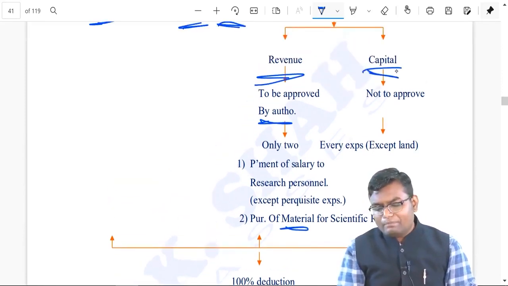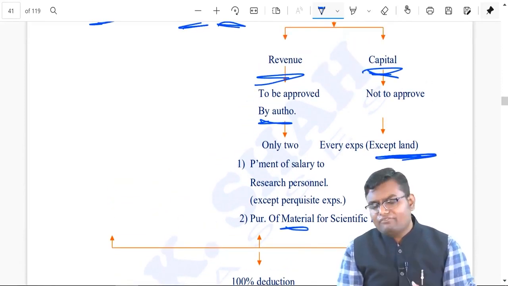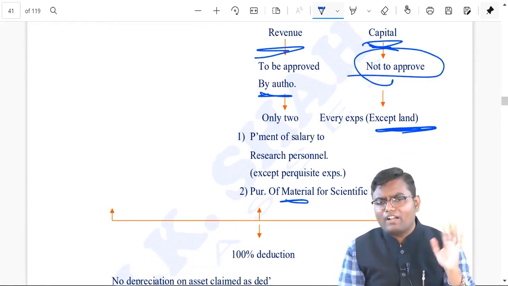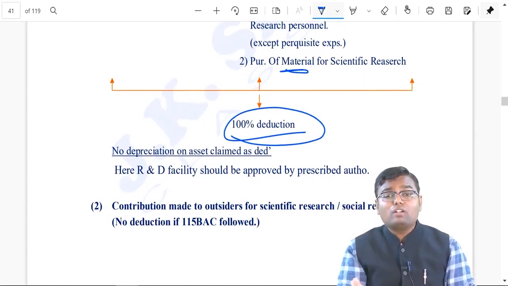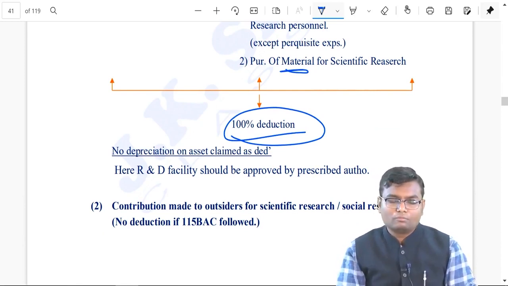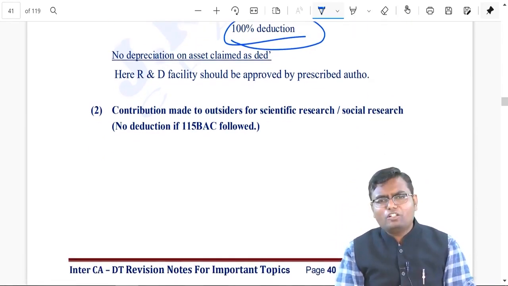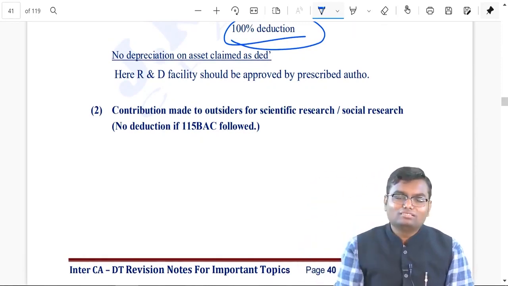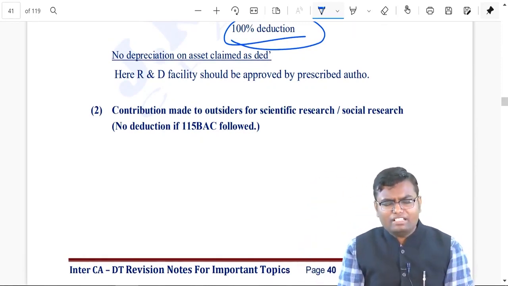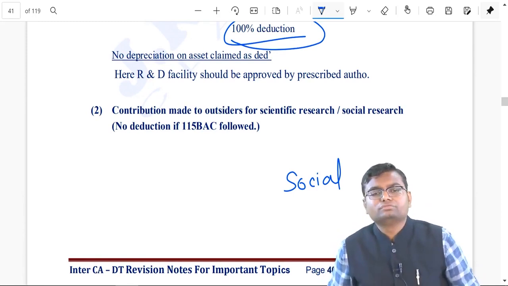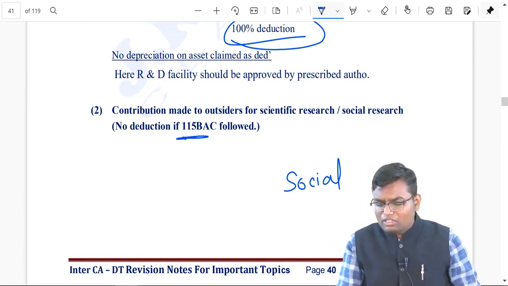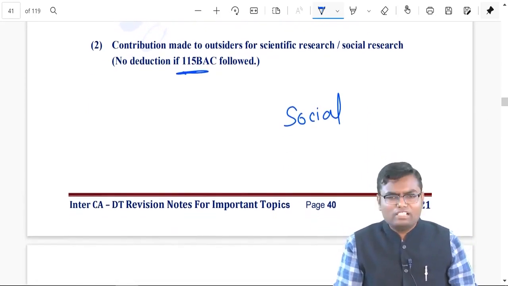But if it is capital expenditure, except land, you will get every kind of deduction, but it is not required to be approved. And what you will get is 100% deduction. Once you are claiming this deduction, can you claim depreciation again? Obviously, no. But let's say you don't have any kind of business, you are giving a donation for certain research, which can be scientific research, social activity research, or statistical research, you will get deduction. If you are following 115BAC, you will not get deduction for the donation, otherwise you will get.